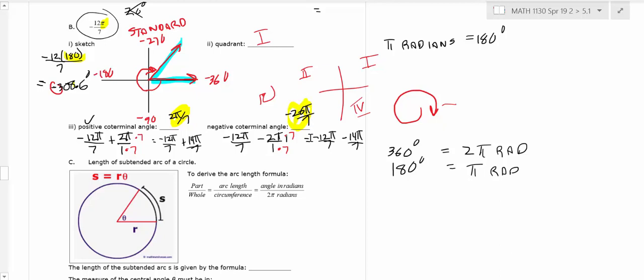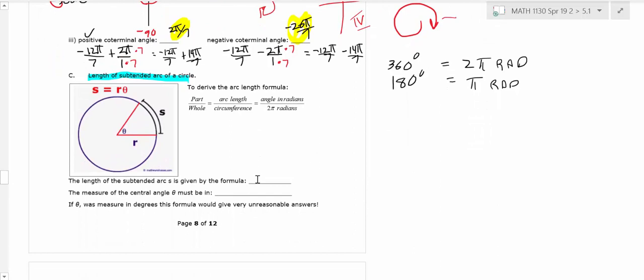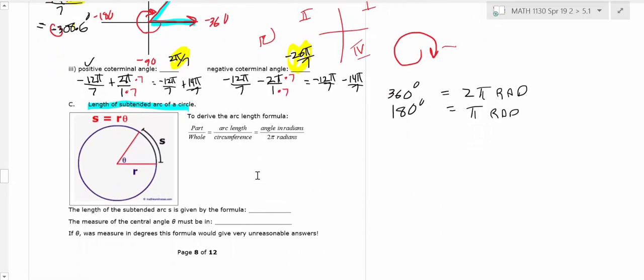All right. Next couple of things I want to talk about is a subtended arc of a circle, what that is and where the formula comes from. One thing that you're going to get familiar with is the formula S equals R theta. If you have a circle, S is an arc. We call that the subtended arc. Theta is a central angle, this is the center of the circle right there, and R is the radius in that formula.